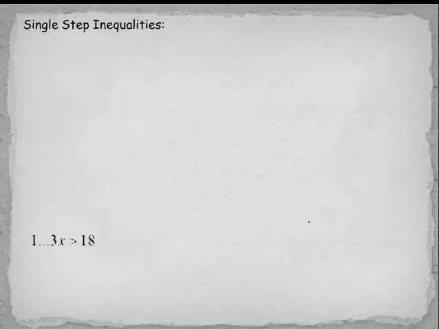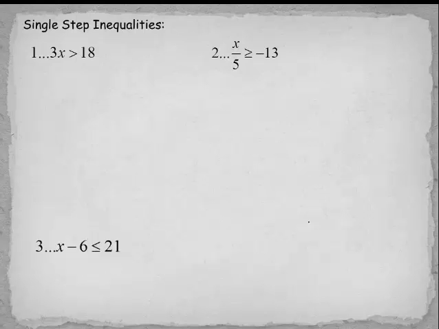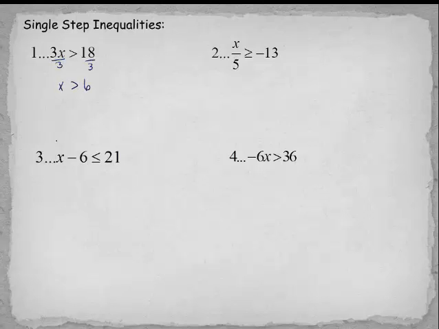So to solve single-step inequalities, we have a few examples. I have 3x is greater than 18. I divide both sides by 3, and I get x is greater than 6. Here I have x divided by 5 is greater than or equal to negative 13. I multiply both sides by 5. Now, even though this is a negative, I'm multiplying by a positive, so I don't flip the inequality. So I have x is greater than or equal to negative 60.